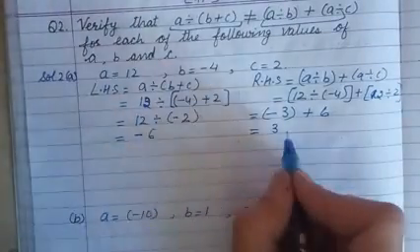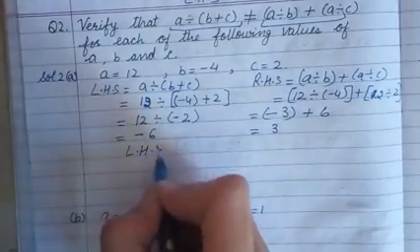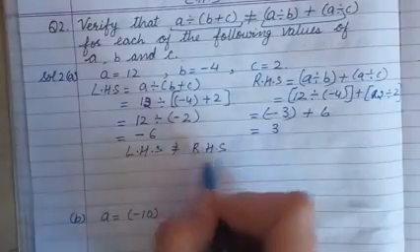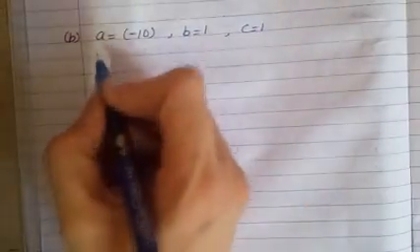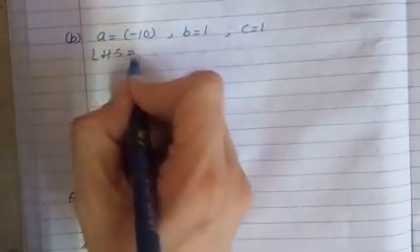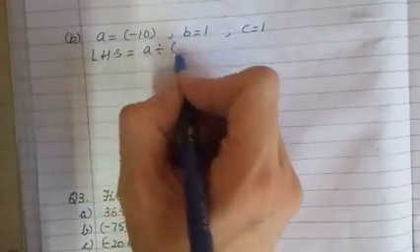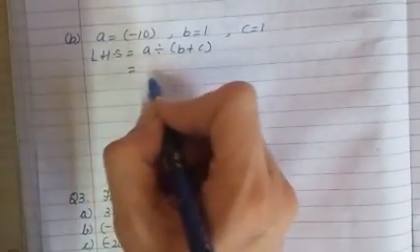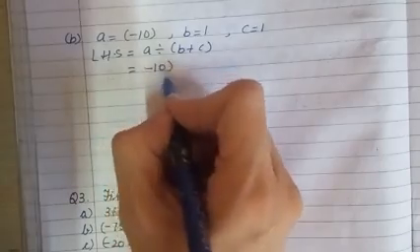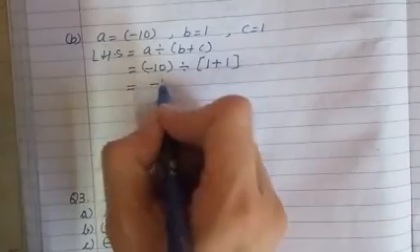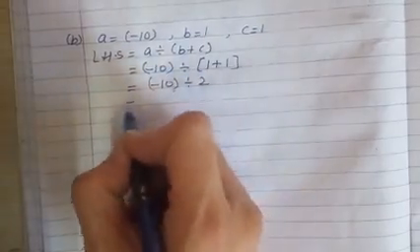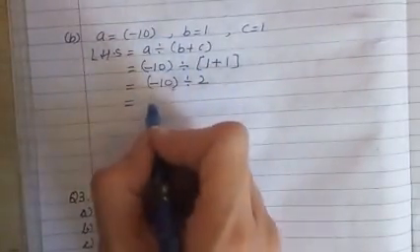And you can see that -6 is not equal to 3. So LHS is not equal to RHS. Hence verified. Now let us do B part. Here LHS is equal to a divided by b plus c. a value is -10 divided by 1 plus 1. -10 divided by 2. Different sign, quotient will be negative. 10 divided by 2 is 5.